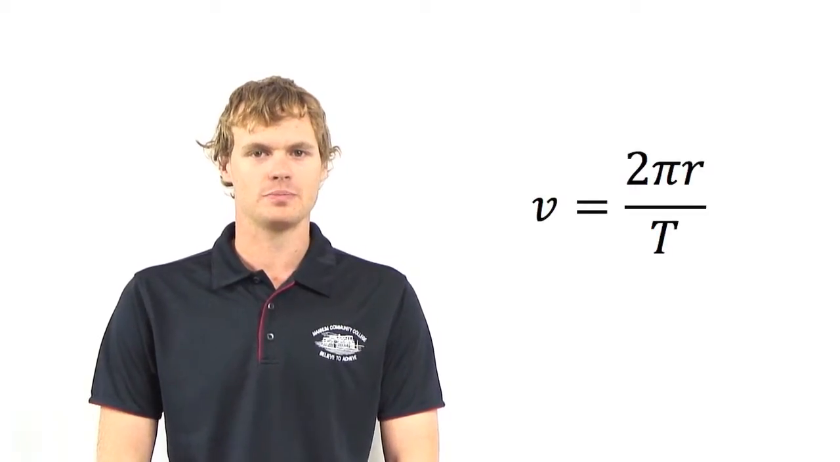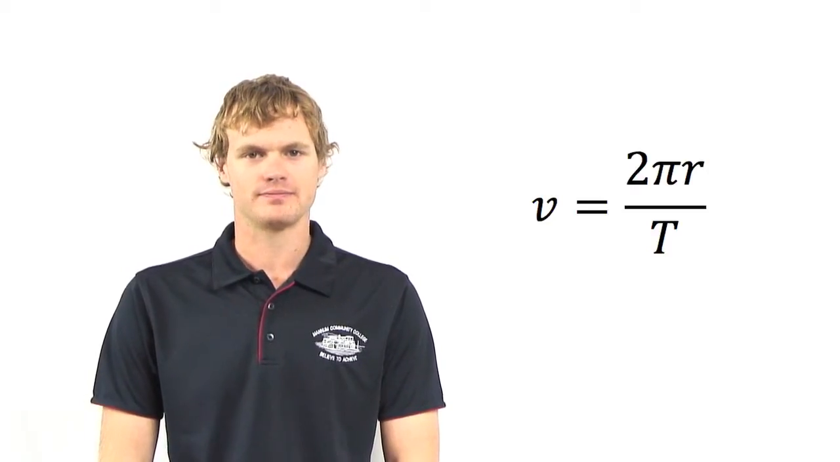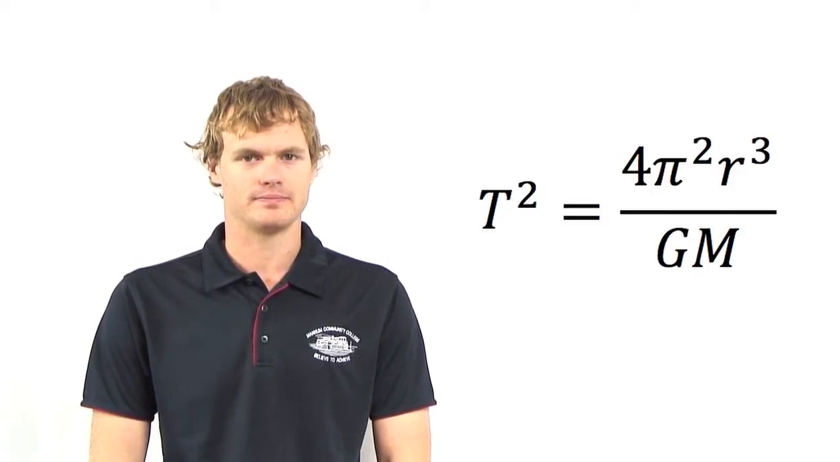We can calculate the period of our satellites using the formula that we worked out back in centripetal motion: v is equal to 2 pi r on T. If we then rearrange this formula and substitute it in, we can calculate the period of our satellites.